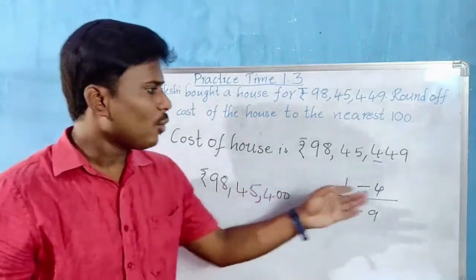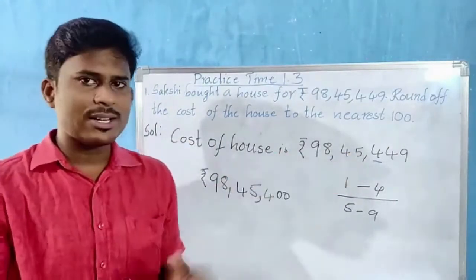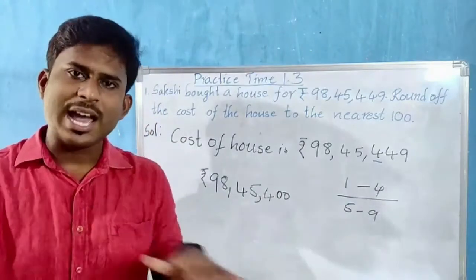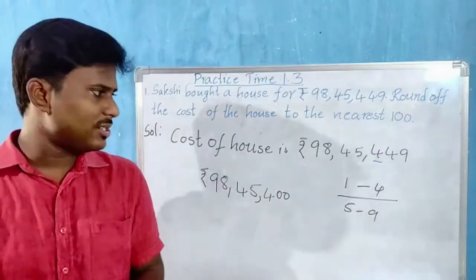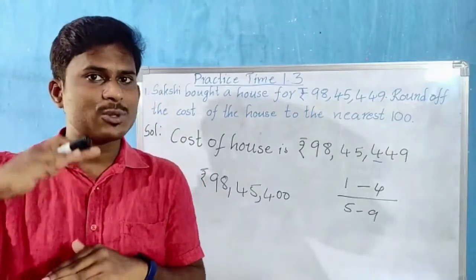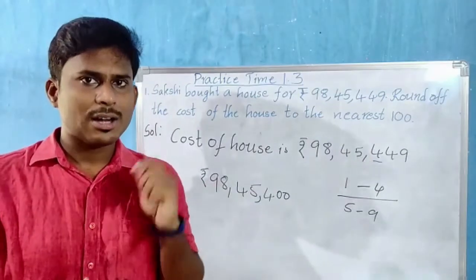That means if digits 1 to 4 are there in the immediate right side of the rounding digit, then we have to keep it as it is. Slide on the floor means you have to keep the rounding digit as it is. 5 to 9, climb up the vine. That means we have to climb up the vine for the next digit, for the rounding digit.